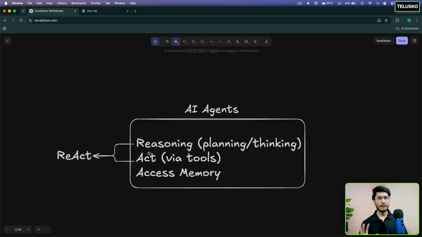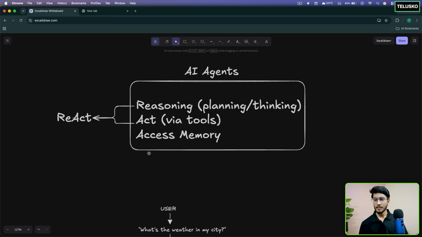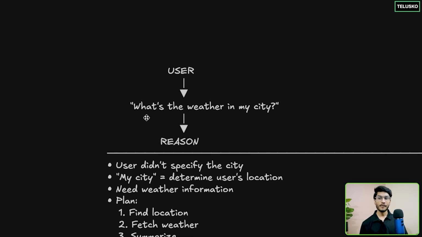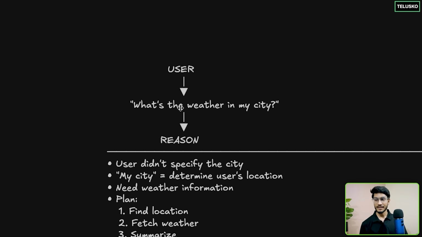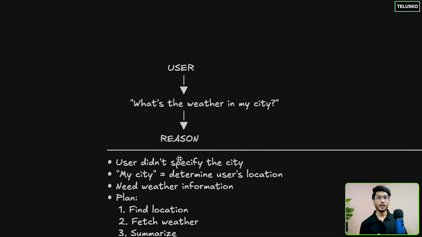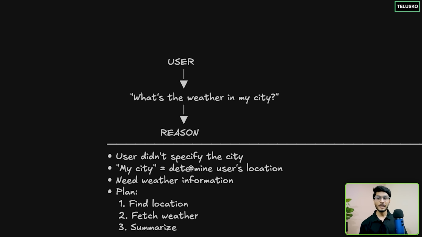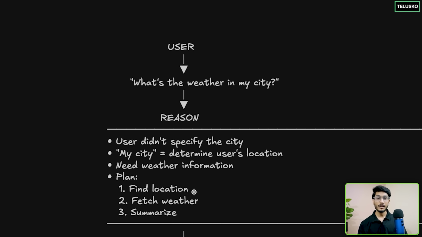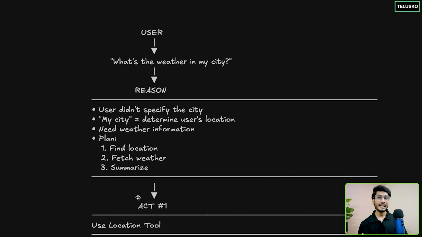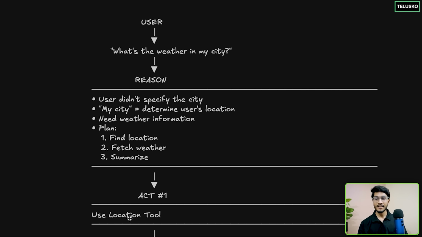Now if I want to show you the entire workflow of AI agents with the help of an example, suppose a user asks a question which says, what's the weather in my city? Now when the user asks this type of question, the first thing the AI agent will do is the planning. It will first see the user didn't specify the city. It will see that my city, determine the user's location, need weather information, and then plan. What is the plan here? Find location, fetch weather, and summarize the result. So this is the planning or the thinking your AI agent will do. And once this is complete, it will start taking action. Now the first thing is that it needs the location of your city. Otherwise, how will it get to know the weather of it?